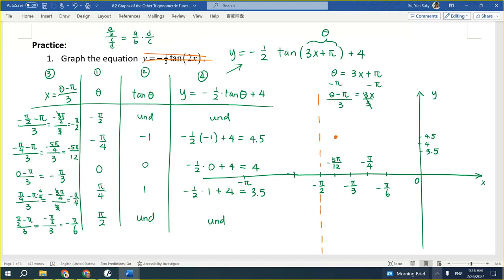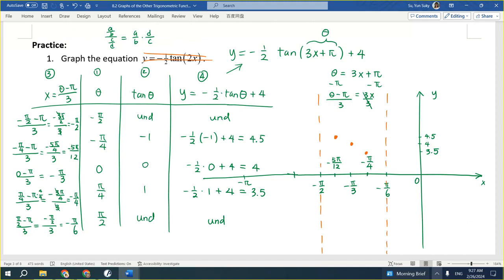All right, and then when x is negative pi over 3, we get 4. So 4 right here. Plot it. And then when x is negative pi over 4, we get y is 3.5. So 3.5 here. And then when x is negative pi over 6, undefined, it means we have a vertical asymptote.